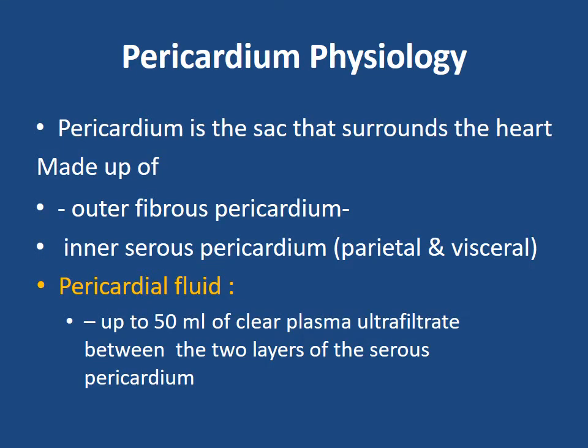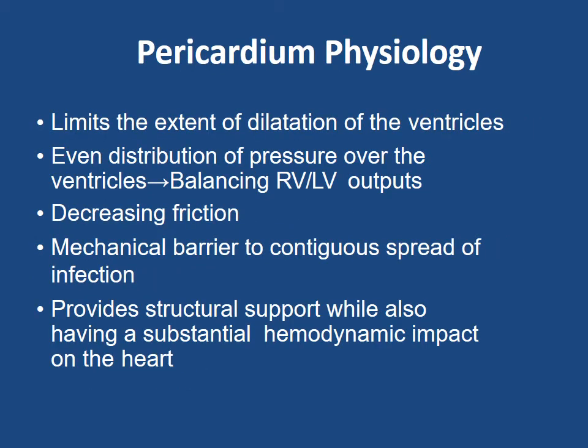This is the same slide as we have discussed. The normal function of the pericardium is that it limits the extent of dilatation of the ventricles. It evenly distributes the pressure over the ventricles, resulting in the balancing of the right ventricle and left ventricle output. It decreases friction and is a mechanical barrier to the contiguous spread of infection. It also provides structural support while also having a substantial hemodynamic impact on the heart.